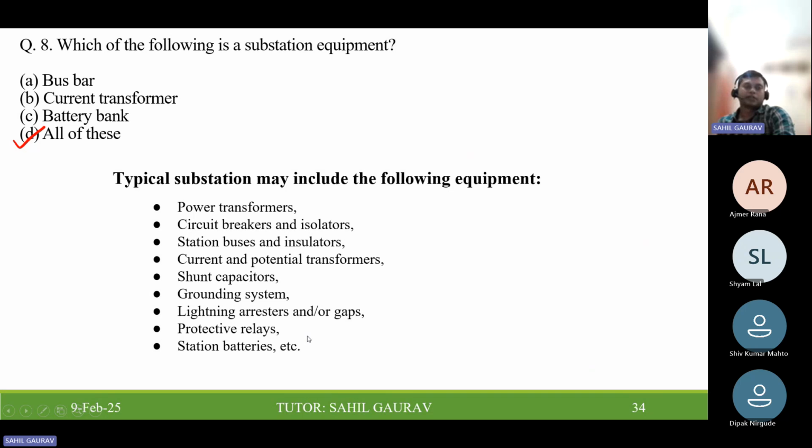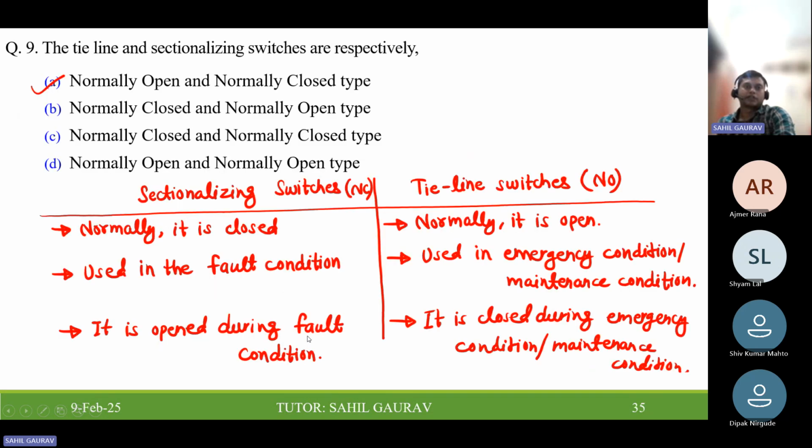The next problem is: tie line and sectionalizing switch are respectively. Tie line switches are of normally open type, and we have seen that they are used in emergency or maintenance conditions, and are closed during emergency maintenance condition. While sectionalizing switches are of normally closed type, and are used in fault condition, and are open during fault condition.